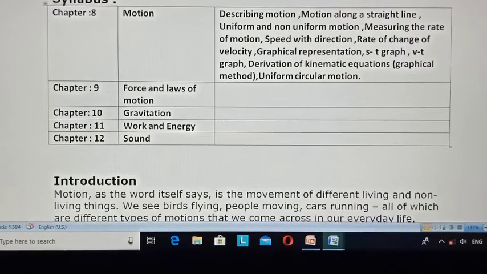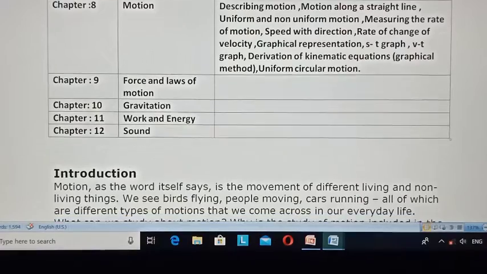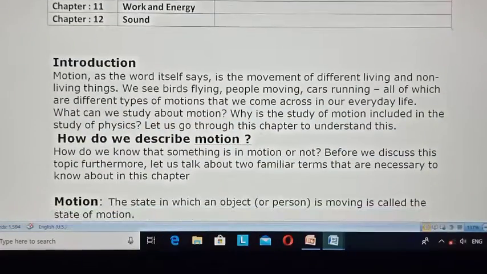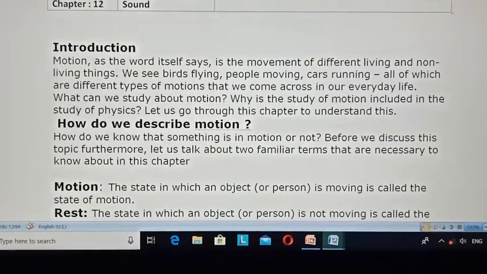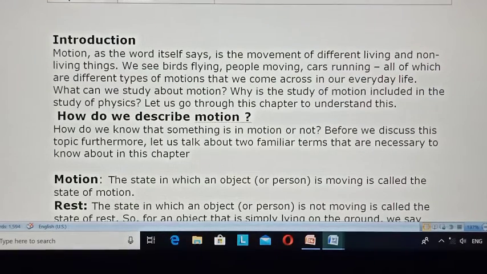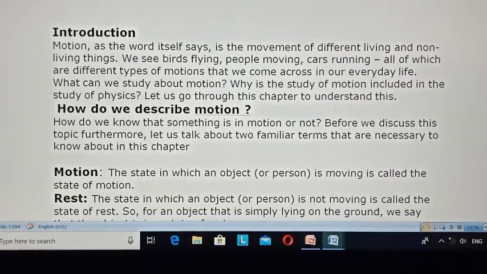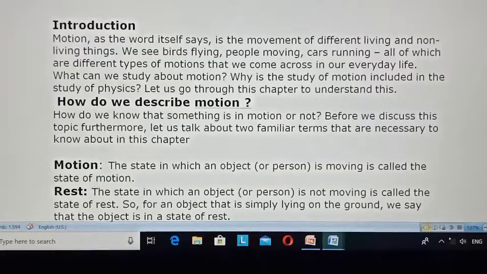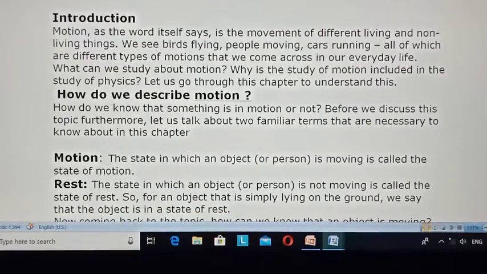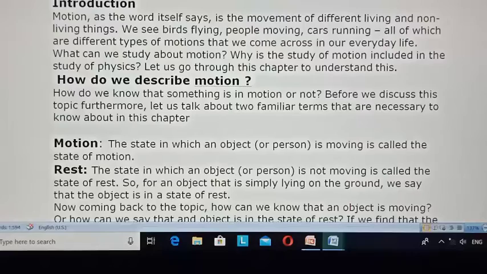Okay, so let's start. In lower class already you have learned 4 different types of motions, namely linear motion, circular motion, rotational motion and periodic motion. So then how do we describe motion? To describe motion, you have to learn about what is reference point.